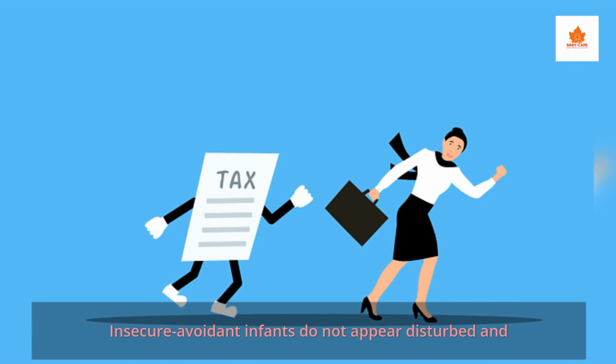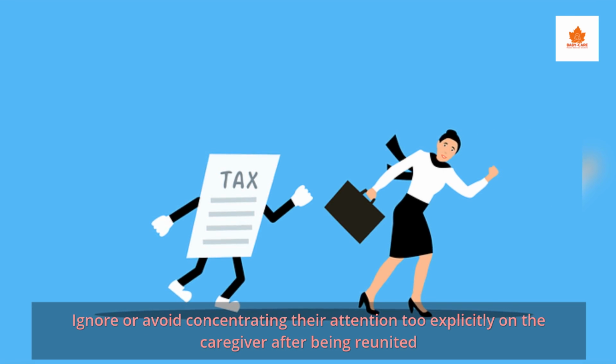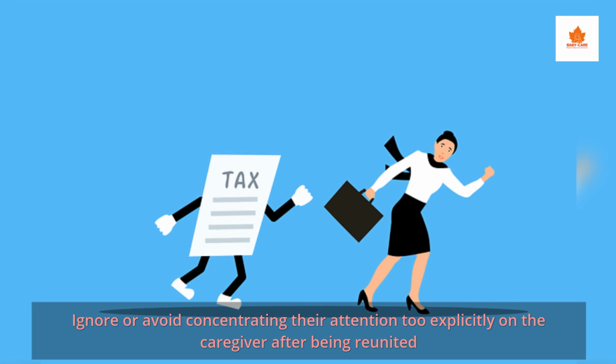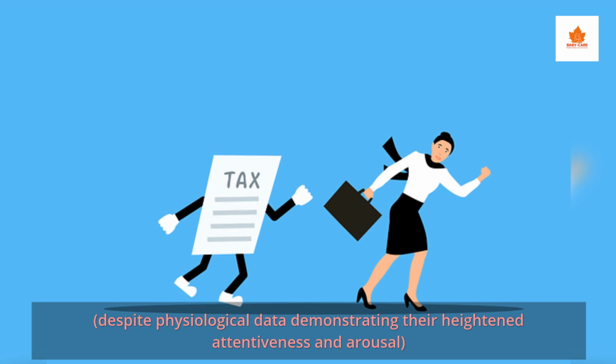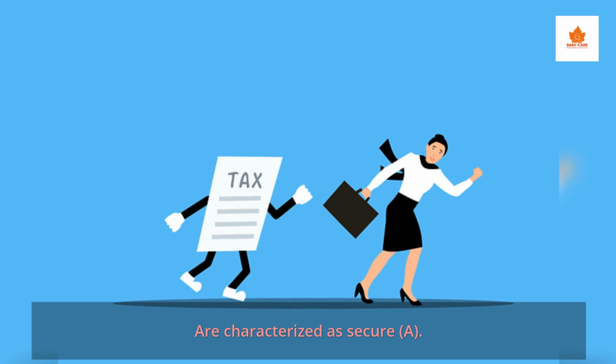Insecure avoidant infants do not appear disturbed and ignore, or avoid concentrating their attention too explicitly on the caregiver, after being reunited, despite physiological data demonstrating their heightened attentiveness and arousal. A.